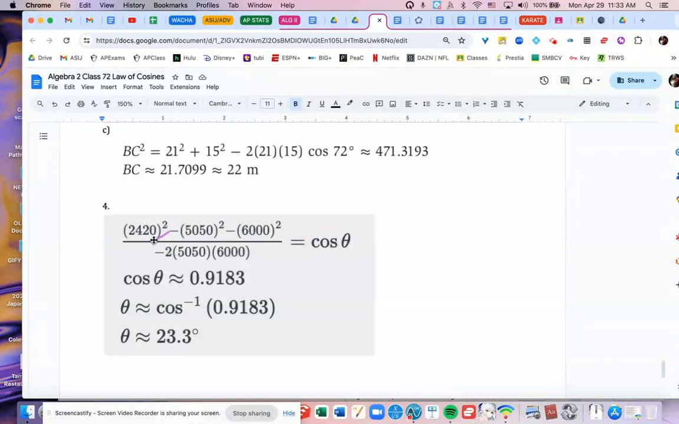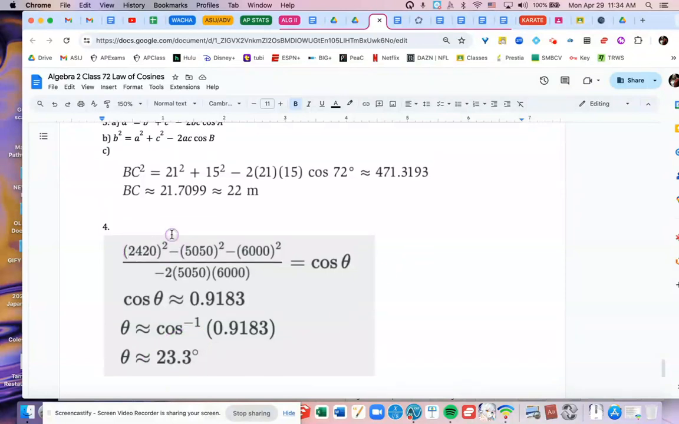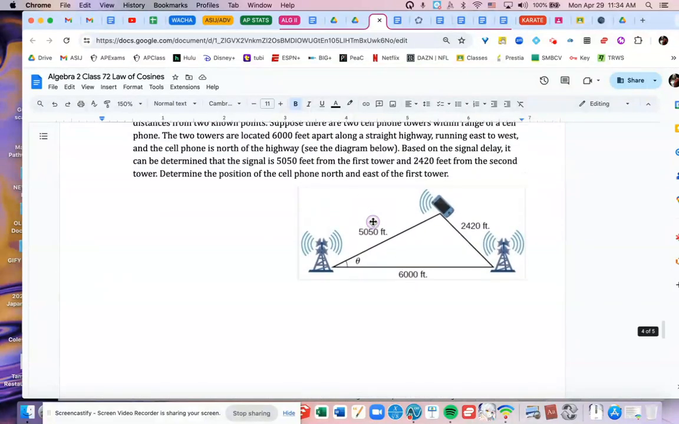Sorry. So you're going to see that the 2420 is the one that used to be by itself because that was the one across from the angle. And then we subtracted the 50/50 and the 6,000 from both sides of the equation. And then we divided this part over. Notice that these two numbers, the ones that we subtracted, are the same ones that we are dividing by in our equation. So they got the cosine by itself, and then they did the inverse cosine of both sides, and then got 23.3.